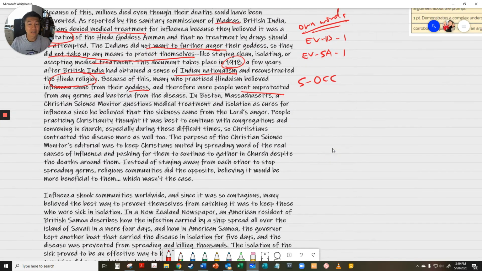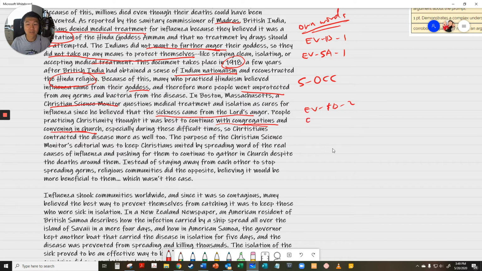Fantastic. All right, in the Christian Science Monitor document, this one's really tricky, by the way, but you can still use it because in the end, people said the sickness came from the Lord, and so therefore, continue to convene together. So using religion as a means. So this is now evidence, okay, that's been identified. The second one, purpose was to keep Christians. Let's see, I believe that sickness best to continue with congregations and convening in the church in these difficult times.